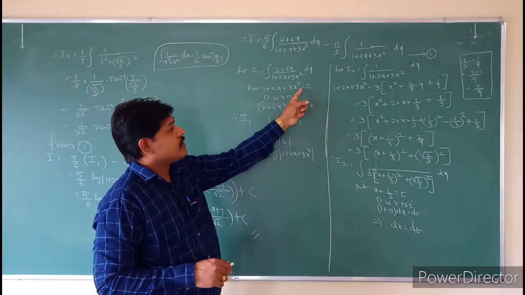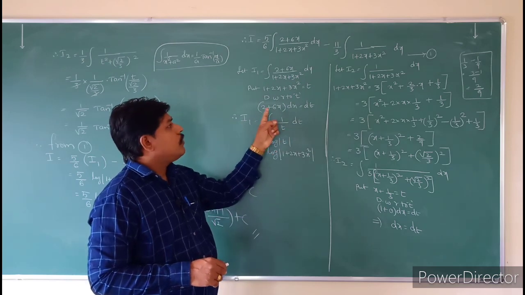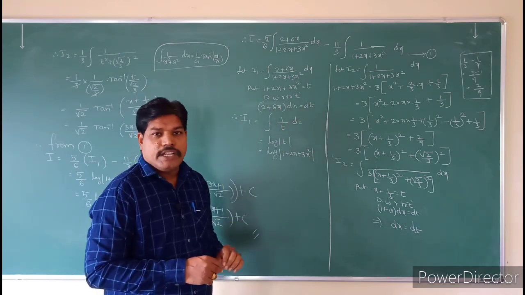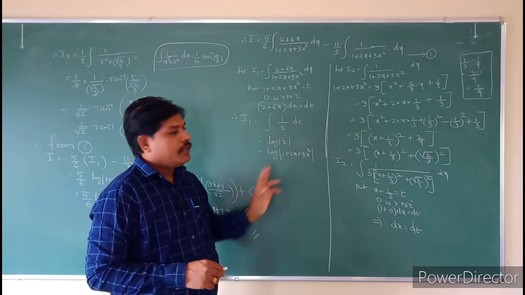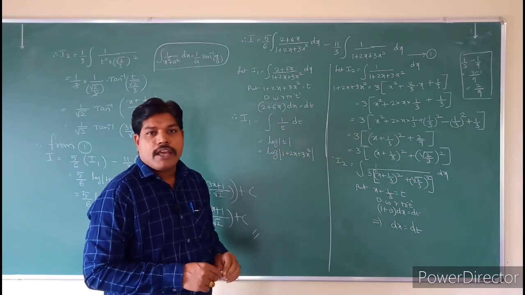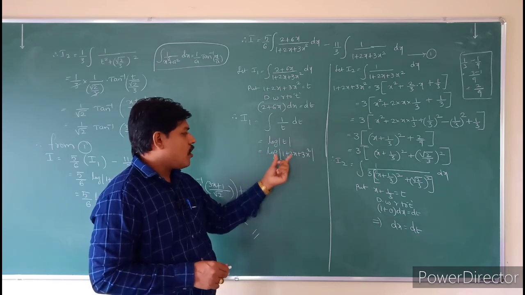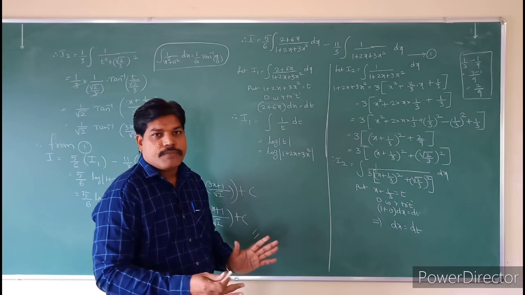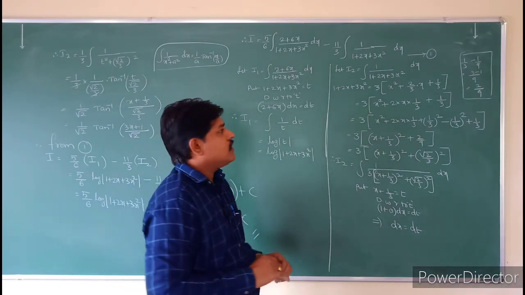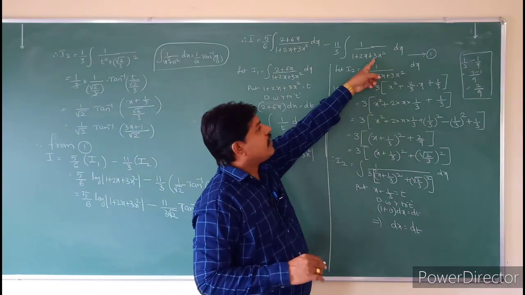1 plus 2x plus 3x square is equal to t. 2 plus 6x into dx value will become dt. So I1 is equal to integral of 1 by t into dt. Integral of 1 by x is log mod x. So log of mod t, that is nothing but log 1 plus 2x plus 3x square. Next I am going to take the I2 value. What is the I2? I2 is nothing but I am taking this value.